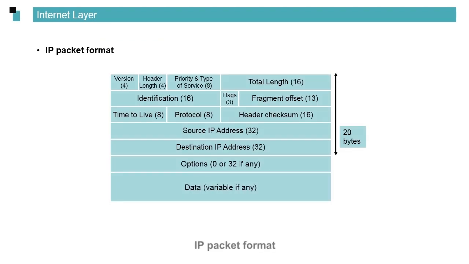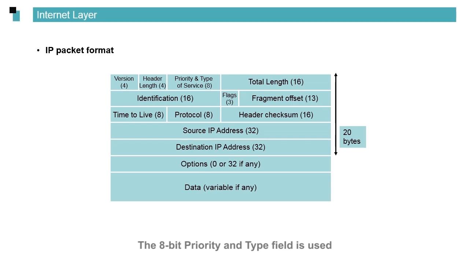IP packet format. The data field carries upper layer data. The other parts belong to the IP header. In the following example, IPv4 is used. The version field is the IP packet version number. The 4-bit header length field is the size of the IP header.